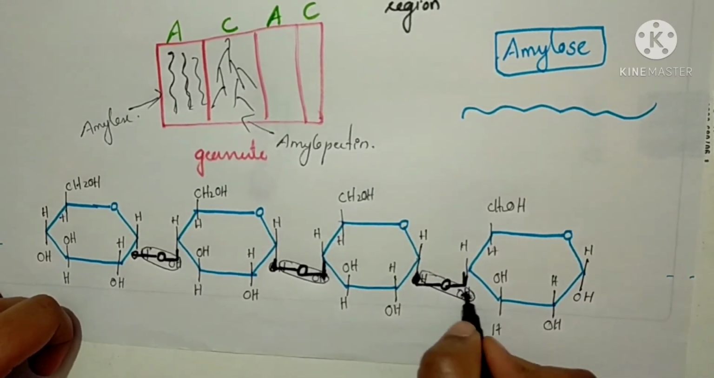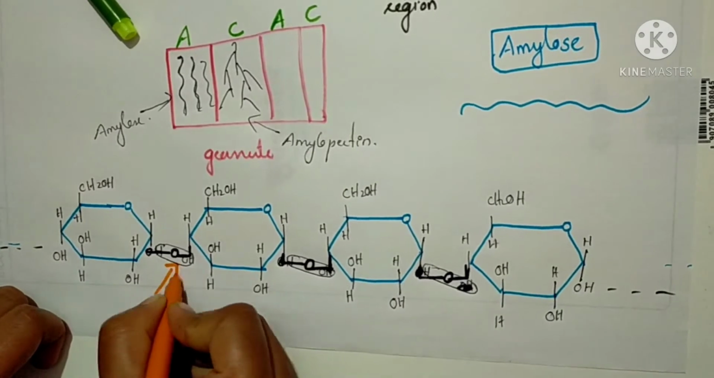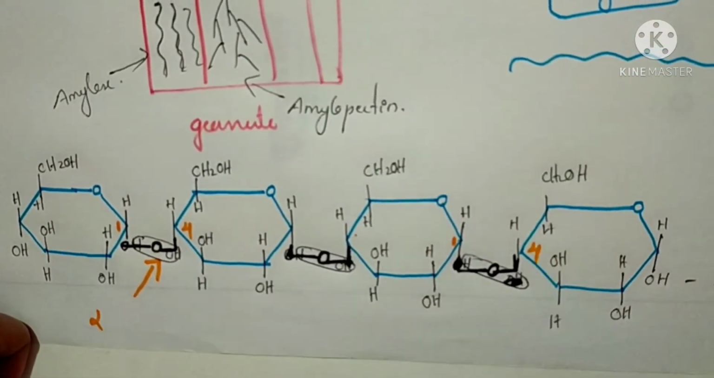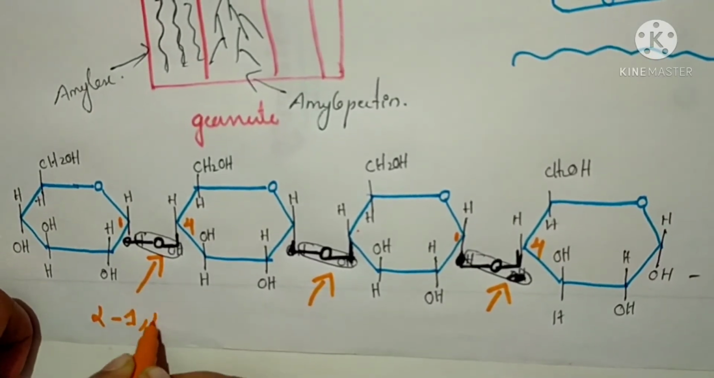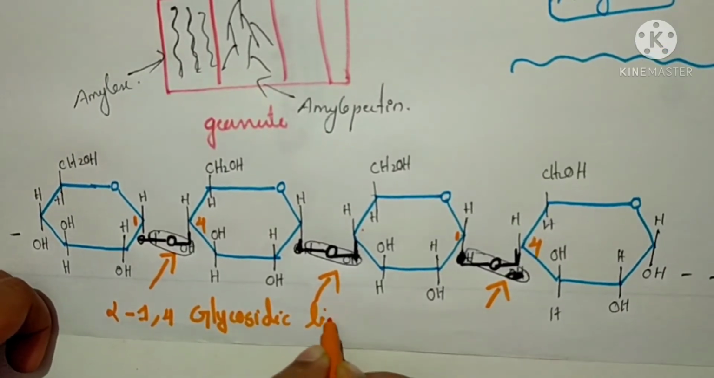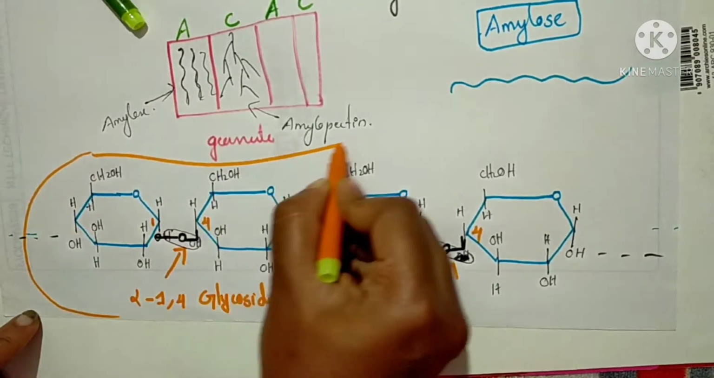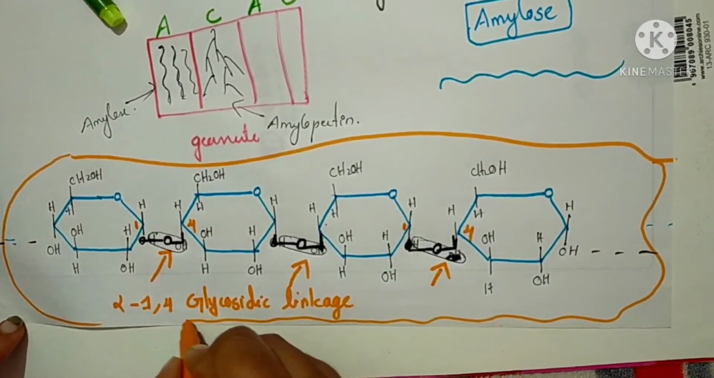The oxygen atom is drawn in the middle. This linkage is known as alpha 1,4 glycosidic linkage. Why is it alpha 1,4 glycosidic linkage? Because the first carbon atom and the fourth carbon atom are linked together. So this is the simple structure of the linear unbranched amylose polymer.